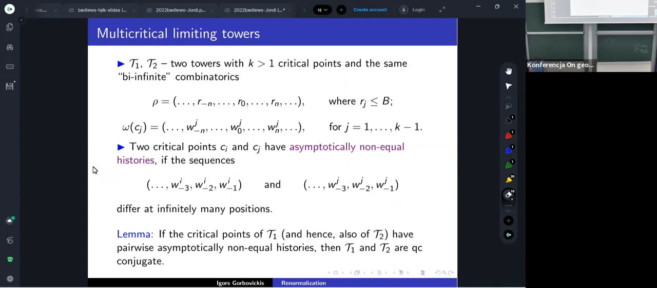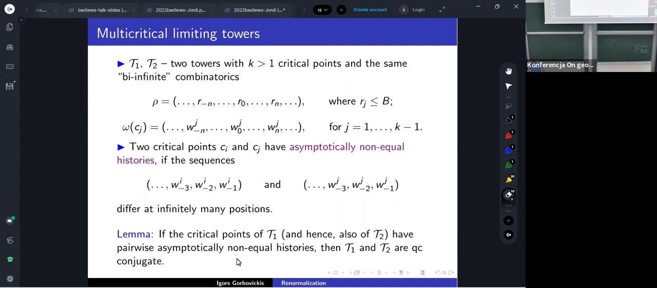So the statement is the following: two critical points have asymptotically non-equal histories if the left parts of their itineraries differ at infinitely many positions. And if the critical points have pairwise asymptotically non-equal histories, then two towers with the same combinatorics are quasi-conformally conjugate. But if the histories of some two points agree, and this is why we need to have one critical point at 0 and two free critical points, if two free critical points have asymptotically the same histories, then there might be a problem.